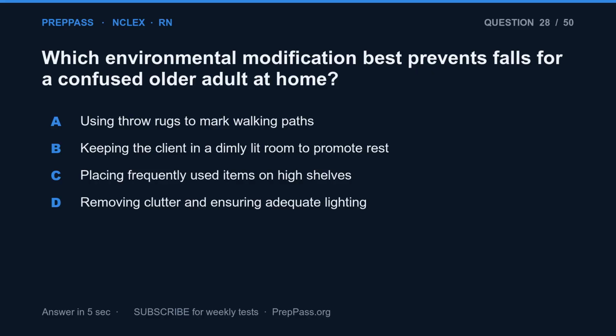Question 28. Which environmental modification best prevents falls for a confused older adult at home? A. Using throw rugs to mark walking paths. B. Keeping the client in a dimly lit room to promote rest. C. Placing frequently used items on high shelves. D. Removing clutter and ensuring adequate lighting.